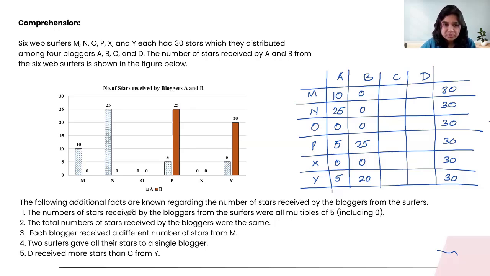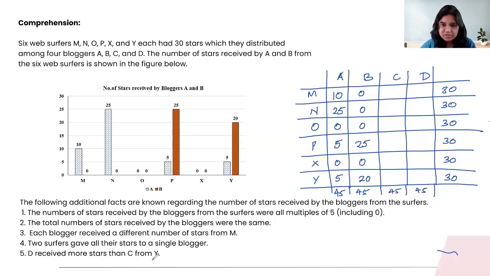And we know that the total number of stars received by the bloggers were the same. Now, the bloggers are A, B, C, and D. The total number of stars over here are fixed because there's nothing left to be added. Same with B as well. Let's see how many stars they have got. So A has got 10 plus 25, which is 35, 35 plus 5, 40, and another 5. So A has got a total of 45 stars. Let's see if B has got the same. Yes, 25 and 20. So B has also got 45, which means each blogger has got 45 stars. So C and D should also add up to 45 eventually.